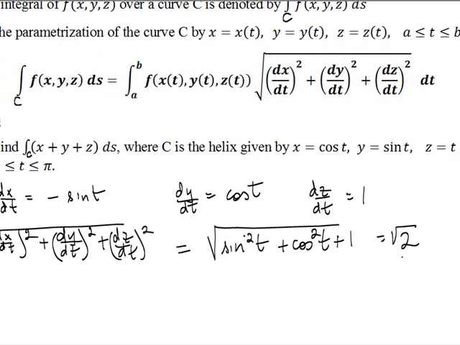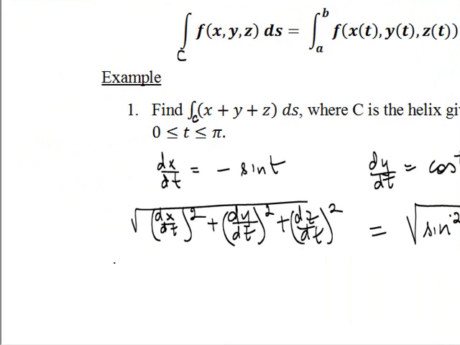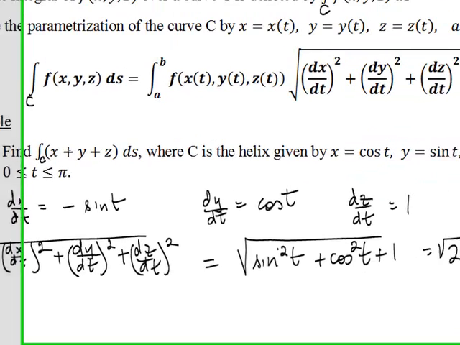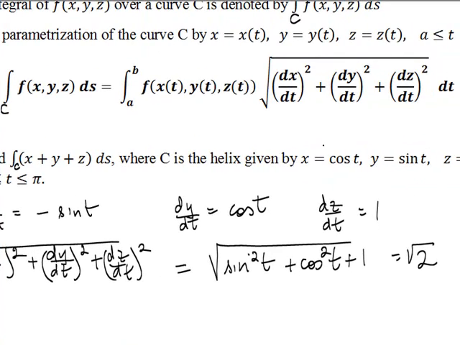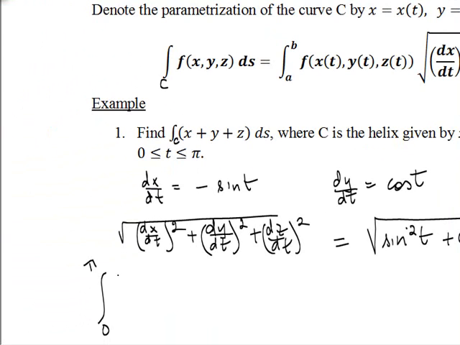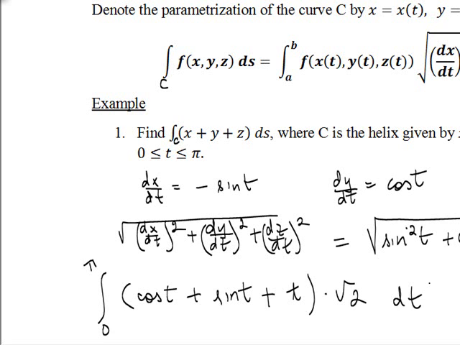Okay, so let's set up the integral. So we're going to integrate from 0 to pi. That's the range of the parameter. Now let's rewrite our function in terms of t. So you're going to replace x, y, and z with the parameterization. So you are going to have cosine t plus sine t plus z, which is t. We need to multiply this by square root 2 dt.